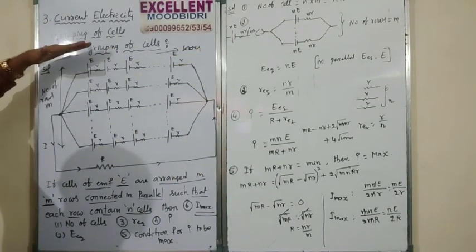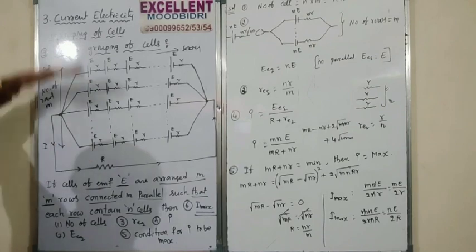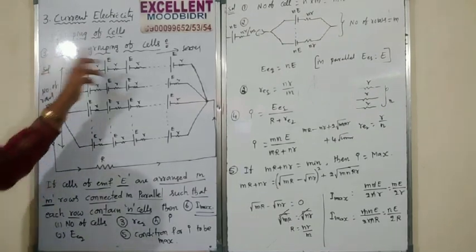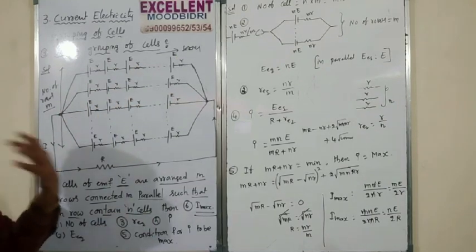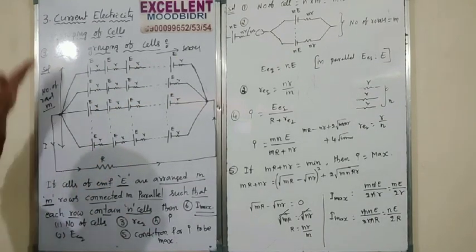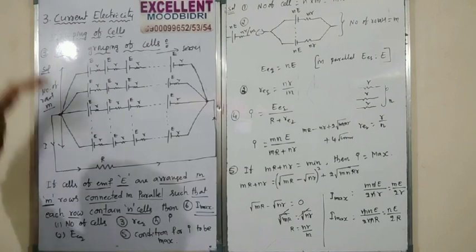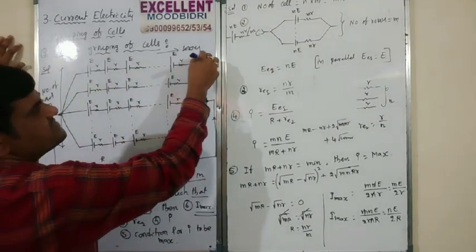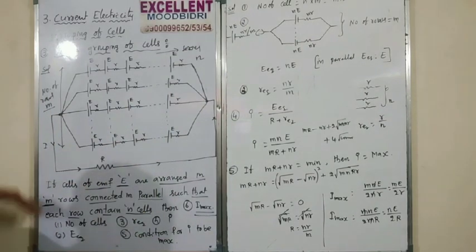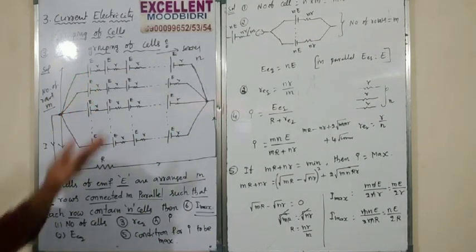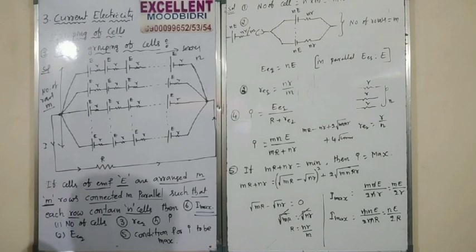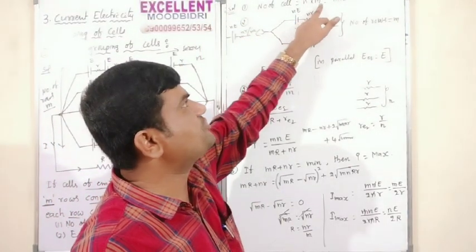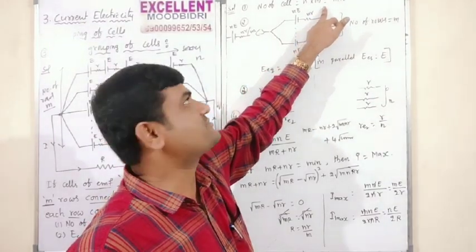Like that, how many rows are there? M rows. Each row, how many cells? N cells. So therefore, total cells is equal to M into N. Each row has N cells, and there are M rows. Therefore, M into N is the total number of cells. That is the answer to the first question. So total cells is equal to N into M.